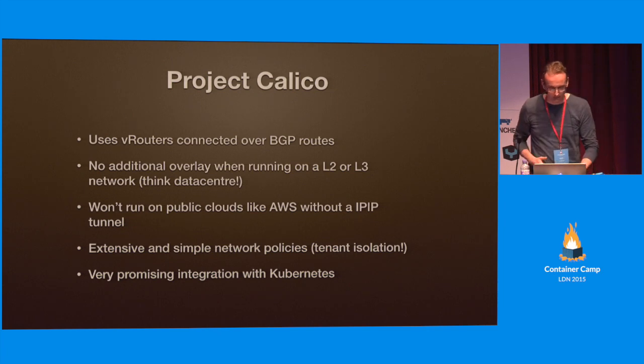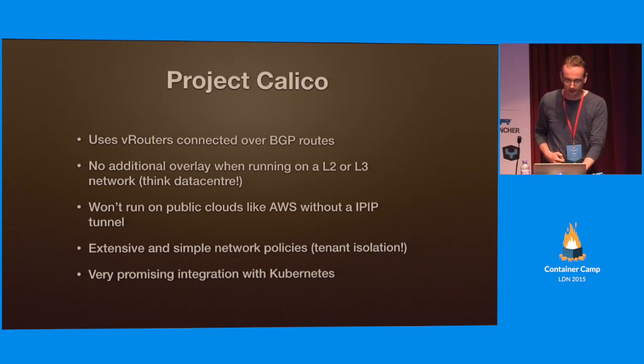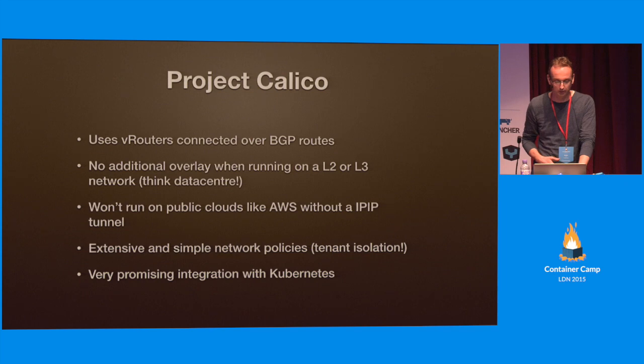Cool thing about Calico is the potential integration with Kubernetes and stuff like the network policies they offer, which should allow you to, for example, isolate tenants in a multi-tenant setup.